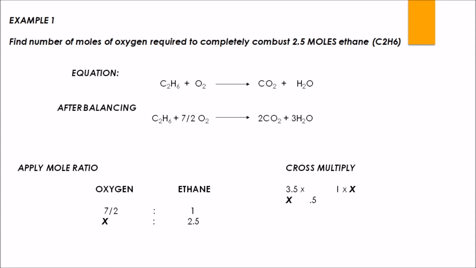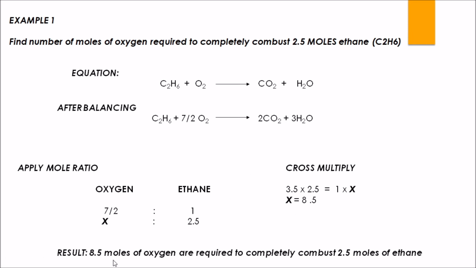Now we cross multiply these ratios. Once we cross multiply, the 7.5 multiplies with 2.5. We get 7.5 into 2.5 over here, and we get 1 into X. And when you find out the value of X, you get 18.75. So how many moles of oxygen are required? We have to have 18.75 moles of oxygen in order to combust 2.5 moles of ethane.